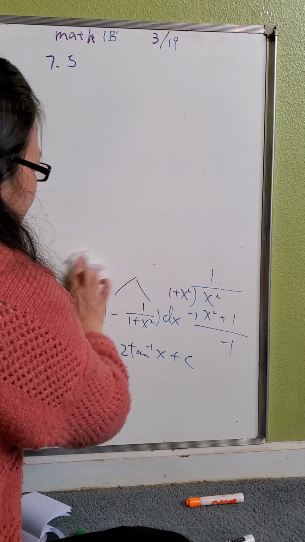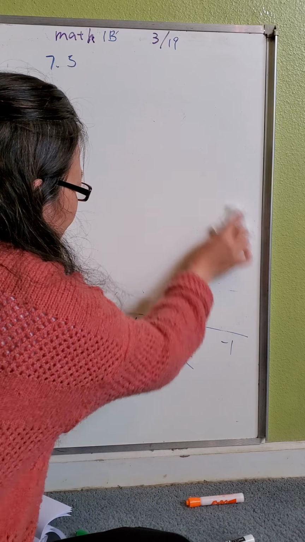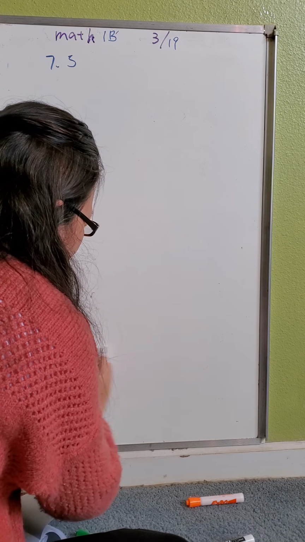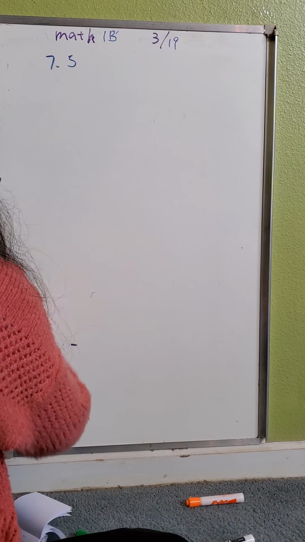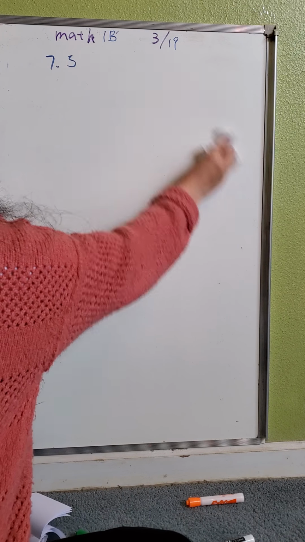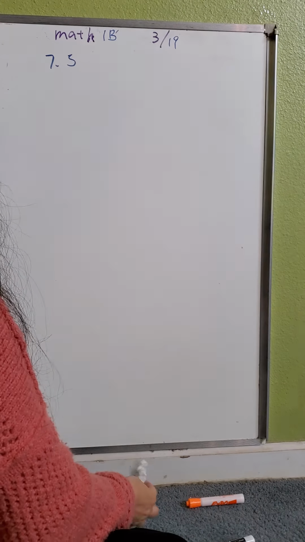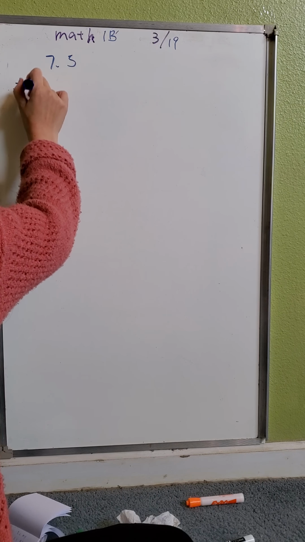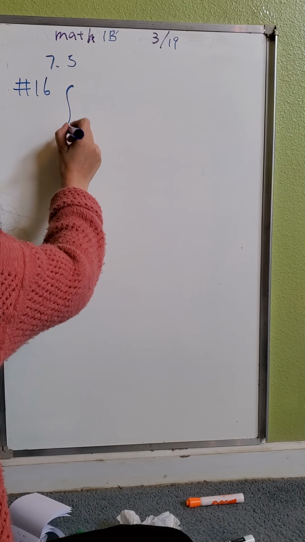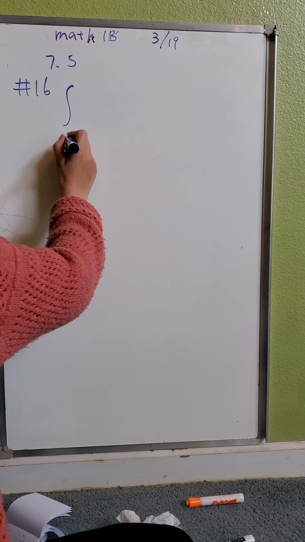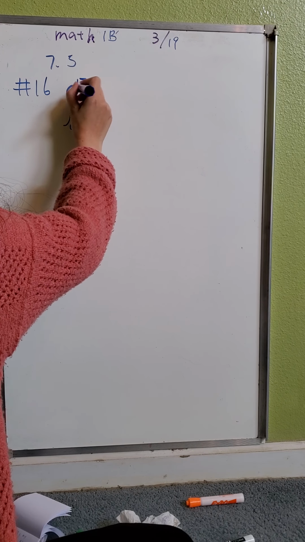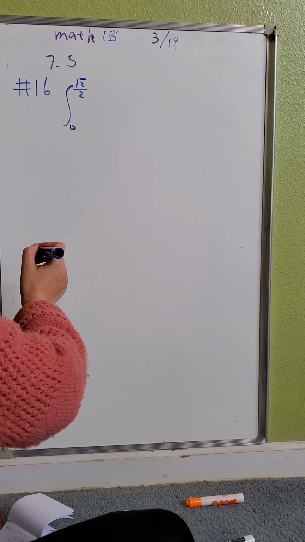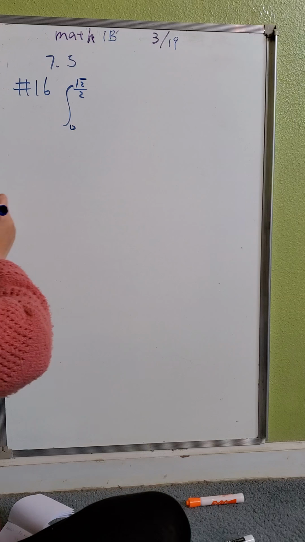Normally in class, I would have you do some class exercises. But because it's not, I'm just going to show you all different types of formats and patterns. Number 16: the integral from 0 to square root 2 over 2 of x squared.